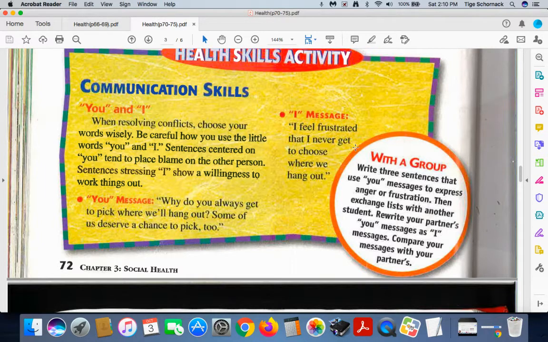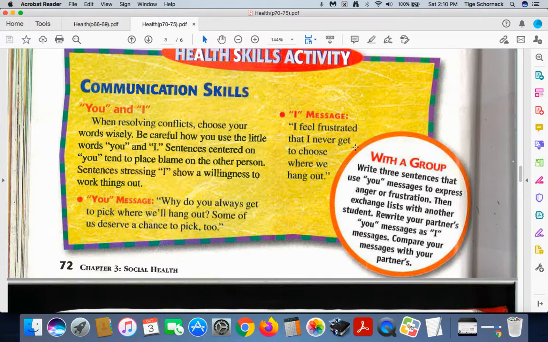You and I, when resolving conflicts, choose words wisely, because you need to be careful how you use the words you and I. Sentences centered on you tend to place blame on the other person. Again, sentences stressing I show a willingness to work it out. Like, Tyke, I feel bad when you don't want to learn about conflict resolution skills, because I feel like you're not going to understand how to resolve conflicts properly.